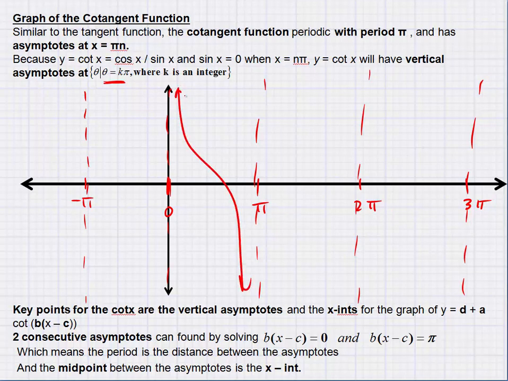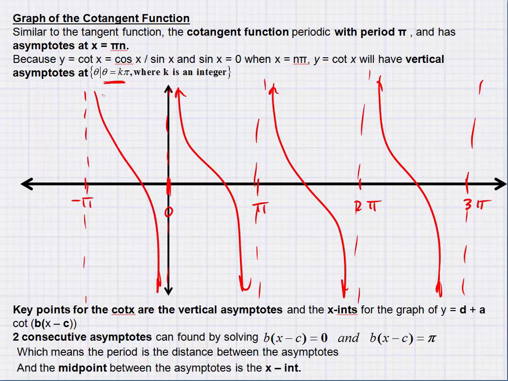This is what the cotangent function looks like. It has a very similar shape to the tangent graph. It's just going in the opposite direction. It's a decreasing graph instead of an increasing graph. Directly in the middle of each one of these vertical asymptotes is where I should have my x-intercept.